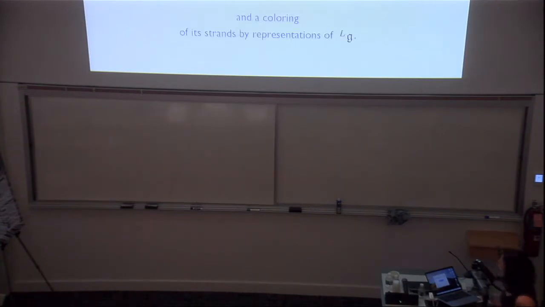Okay, so to begin with, let's recall some very well-known aspects of node invariants. To get a quantum invariant of a link, one starts with a Lie algebra, which we'll denote LG for Langlands, and you'll see why later, and a coloring of its strands by representations of LG.